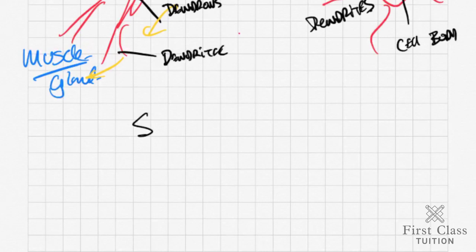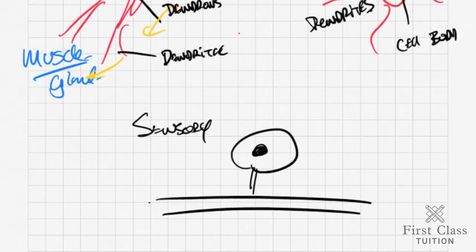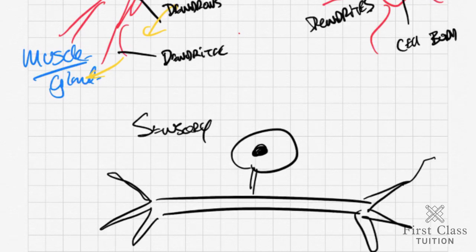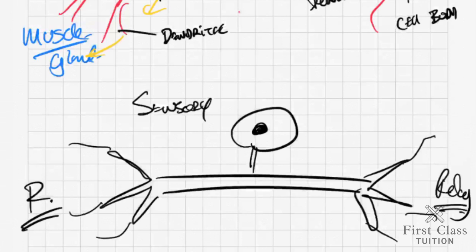Sensory neurons are a little bit different in that the cell body is in the middle of the axon, and it doesn't have any dendrites. So here is the axon. At either end, we have dendrons, and coming off the dendrons, we have dendrites. Remember, sensory neurons connect a receptor to a relay neuron, unlike the motor neuron.